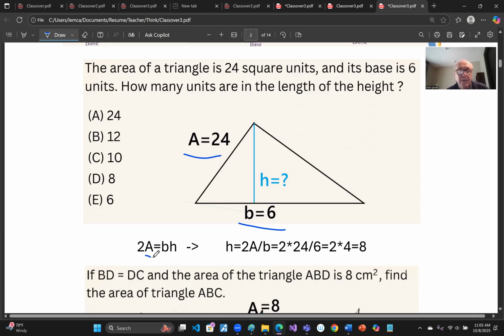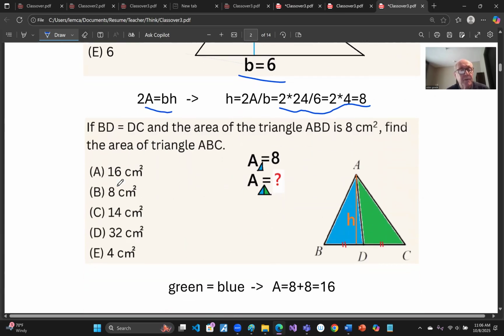We can solve it with the help of formulas as well. The doubled area is equal to base multiplied by height. So height is equal to double area over base. And when you substitute all values, you will have the answer 8. In this case, you don't need to guess. But your way of solving is also okay, because in this case, it's kind of obvious.